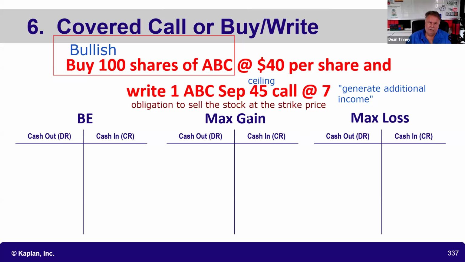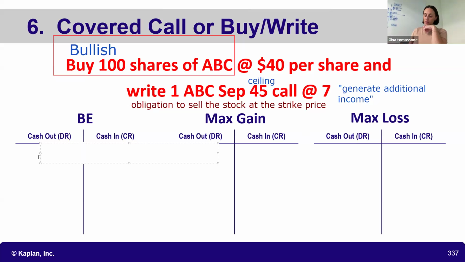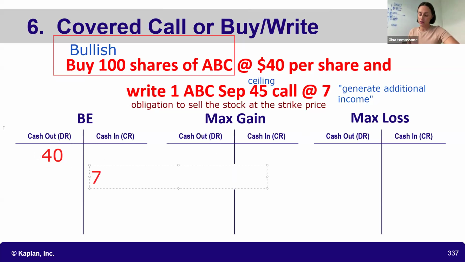So break even is always where we start first. So when we buy 100 shares at 40, is that money out or is that money in? That's out. So I was able to calculate the break even. So 40 out and 7 in. So the break even is 33. You're correct. Really quick, going back to when we were talking about floors and ceilings. So the ceiling being obviously the strike price, is the floor 0? Yeah, the floor is 0.